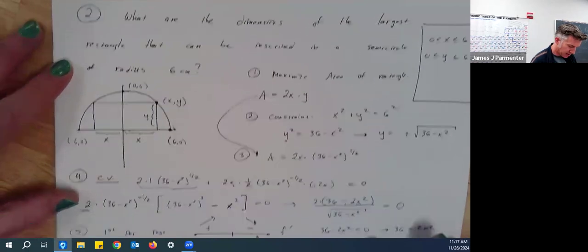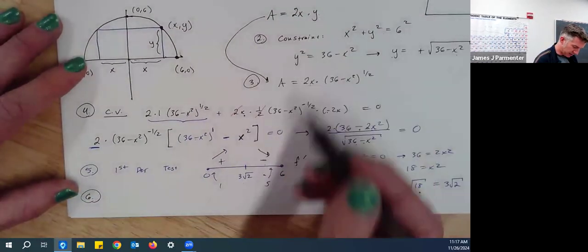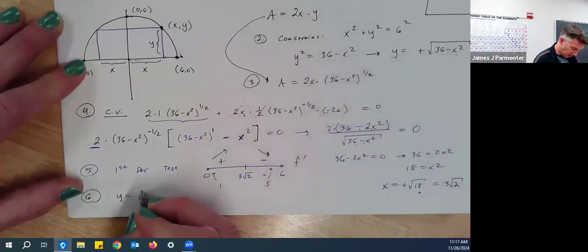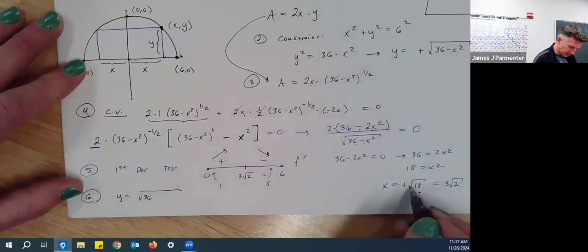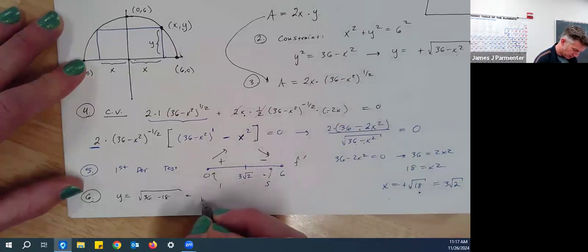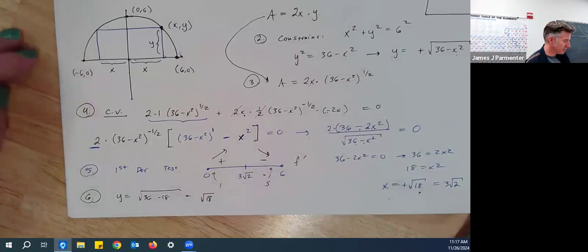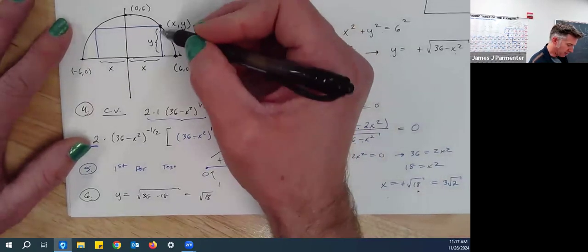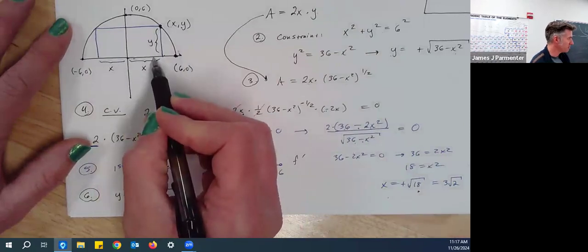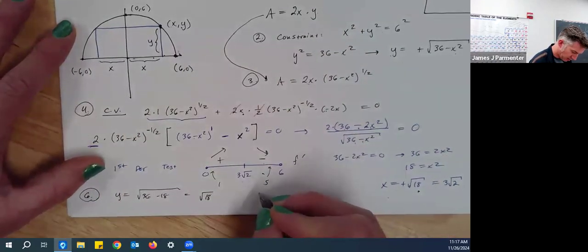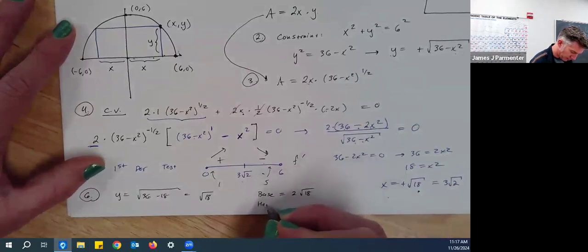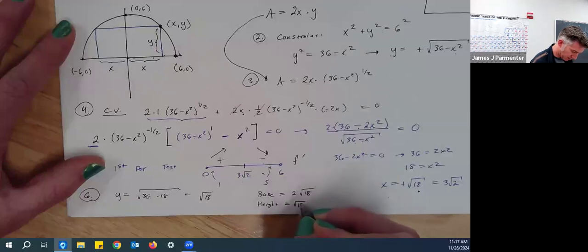So we found X, now we need to find Y. So Y is going to equal the square root of 36 minus X squared. That's going to be the square root of 36 minus the square root of 18 squared. Now this one's extra silly because my dimensions aren't the square root of 18 and the square root of 18. Because the height is the square root of 18 and the base is double the square root of 18. So my dimensions are actually, the base is 2 times the square root of 18 and the height is the square root of 18.